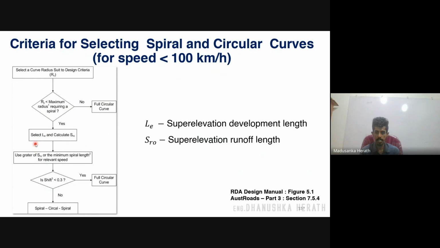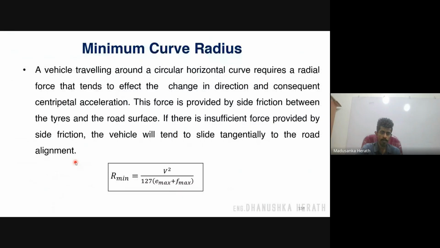So we'll discuss them later, right? So we have to select those two values. Then again we check whether we need the spiral. If it is yes, then we go to a spiral circle spiral. If it is no, we are going with the full circular curve, right? So you can't understand this part now, right? After we finish the super elevation part, I will come again to this chart. Then you will understand, right?